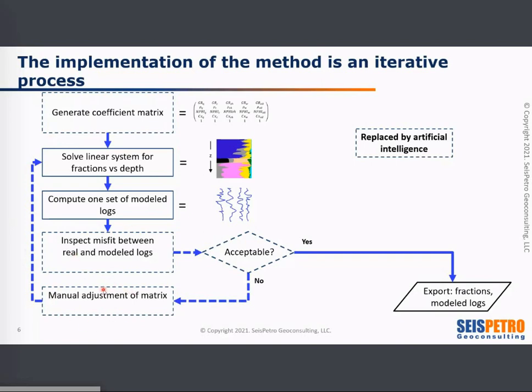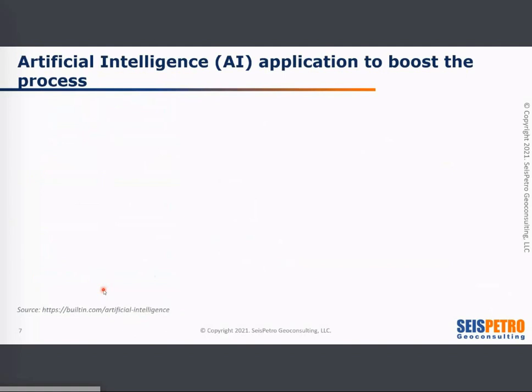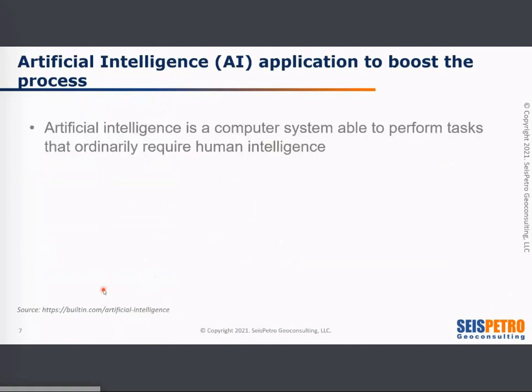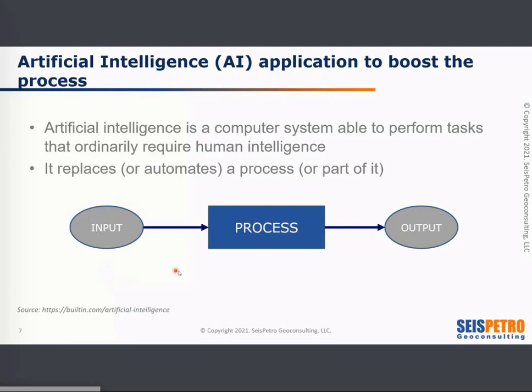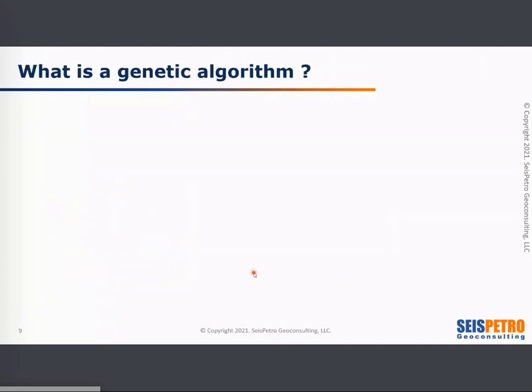Artificial intelligence is a computer system that is able to perform tasks that ordinarily require human intelligence. The idea of it is to replace or automate a process or part of a process. So we still have to have good quality of the input data, and of course we still get the same kind of outputs, but we're here focusing on the process.